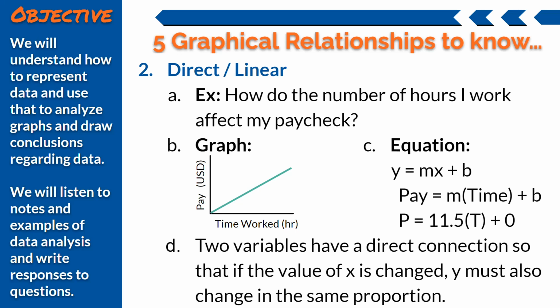Just as a little side note, if you do have a directly proportional relationship, it will go through the point 0, 0. It is a special type of linear relationship. You can have linear relationships that don't go through the point 0, 0, and you would not call them directly proportional. You would just call them linear. So if you want to add that little side note.